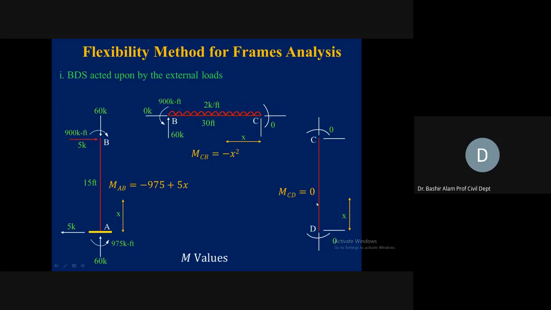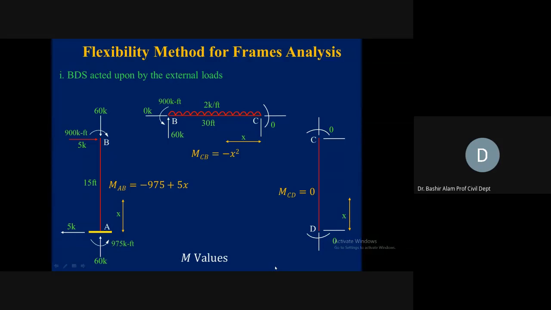Now member CD should be in equilibrium. So all the actions at D are 0. So you can start from A and start moving towards B, C, and D, and you will get exactly the same values which we found the other way. Then we start writing the moment equation. The moment equation we already discussed.